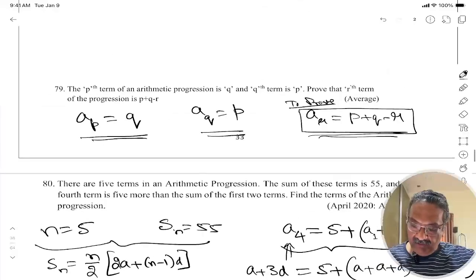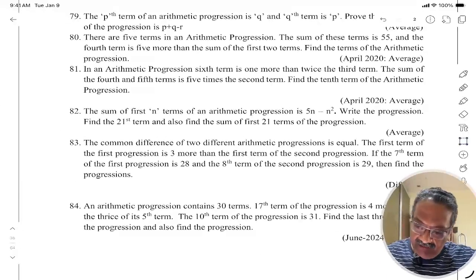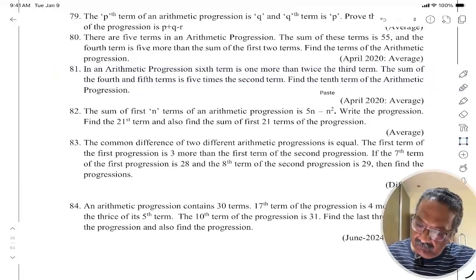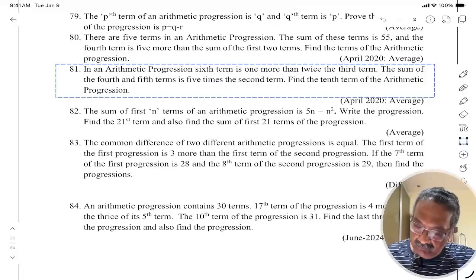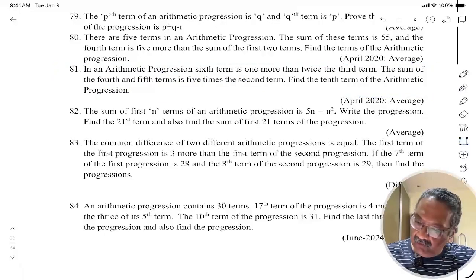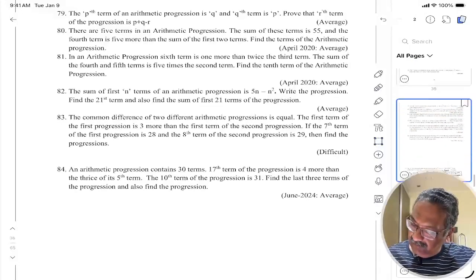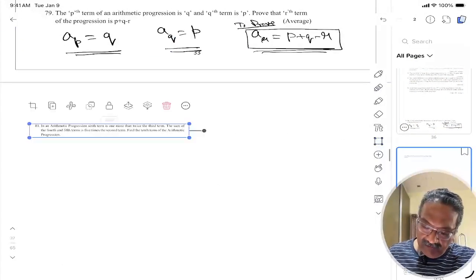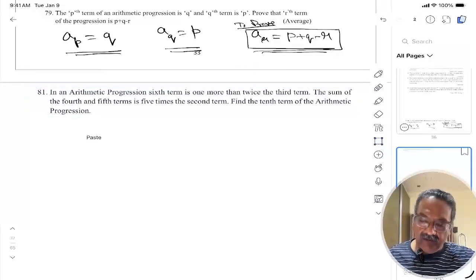Next, let us come to the 81st question. I will cut it out. 81st question. Copy, add page, paste. Okay. What does it say?